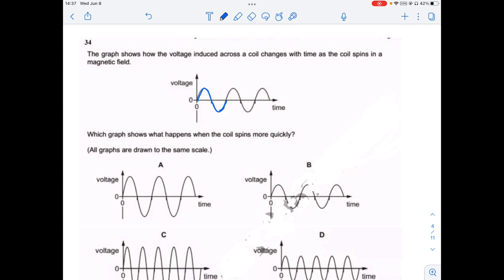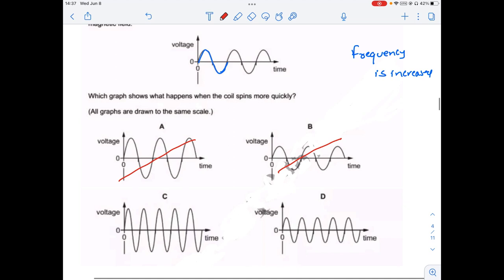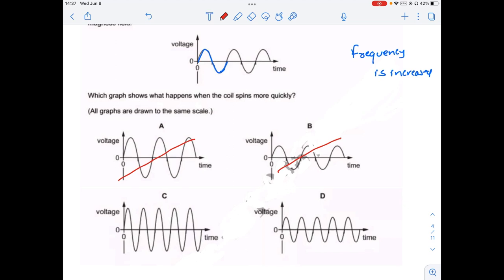Which graph shows what happens when the coil spins more quickly? If the coil is spinning more quickly, it means the frequency will be increased. We can see that the frequency is not increased in option A and not increased in option B. So option A and option B are wrong because the frequency is not increased. Frequency is increased only in C and D.